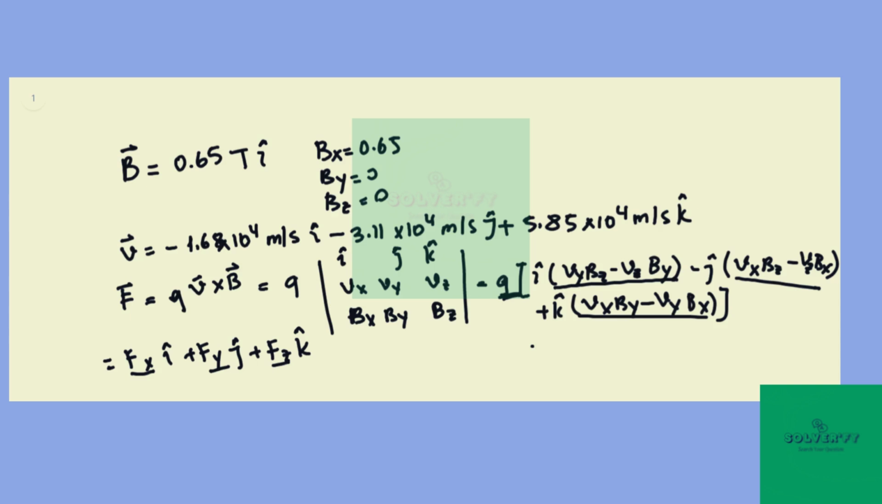Now, on your page, let's write down what Fx would be. It would be equal to (Vy Bz minus Vz By) times Q. Let's remember what Bz was. It was 0, making the whole term 0. By is also 0, so the x component of our force comes out to be 0.